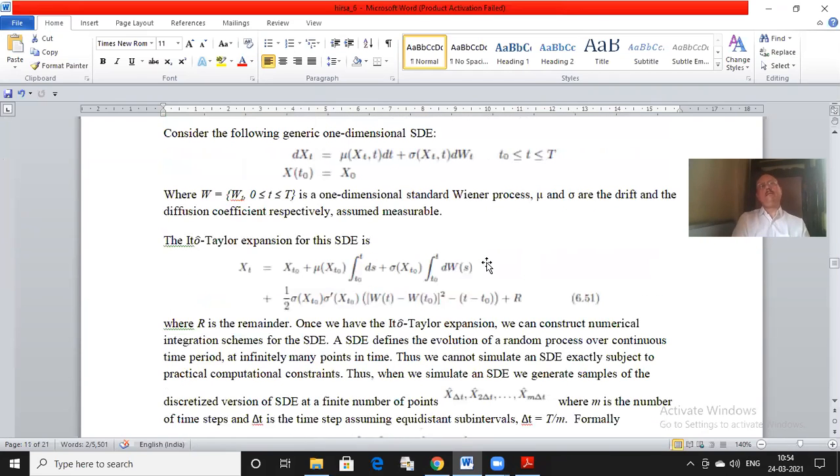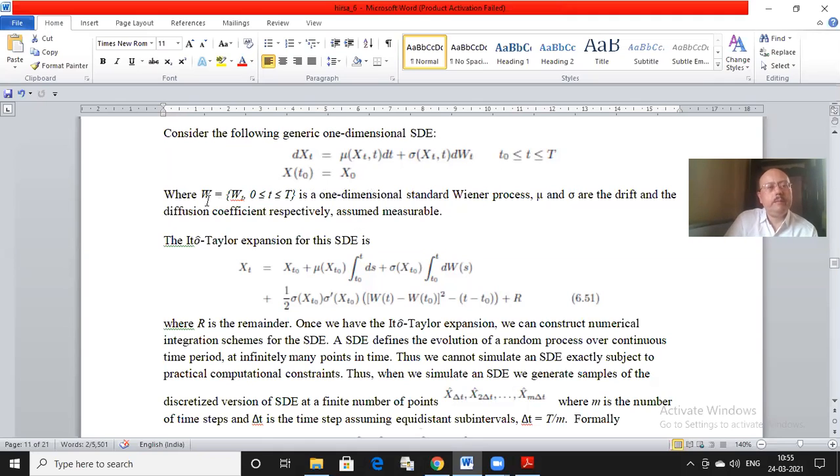So let us start with the generic simple SDE. dX_t is mu dt plus sigma dW, where both mu and sigma can be time dependent and also may depend on the stock price itself. So this is the generalized setup that we talked about before. Our starting time is t naught and terminal time is capital T. And the starting point is deterministic: X at t naught is X naught.